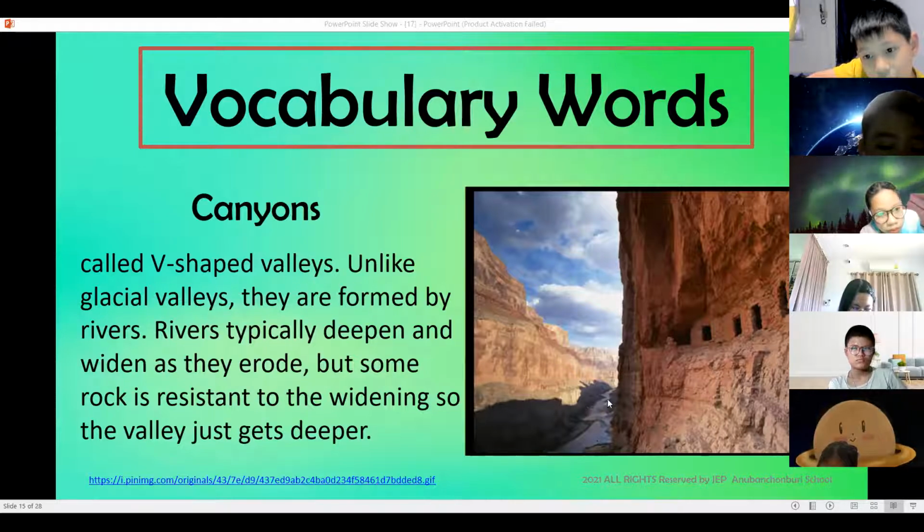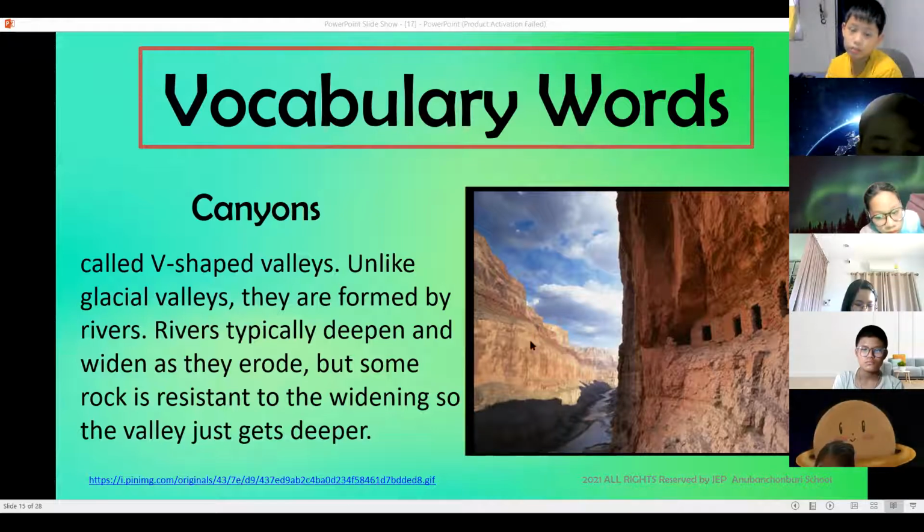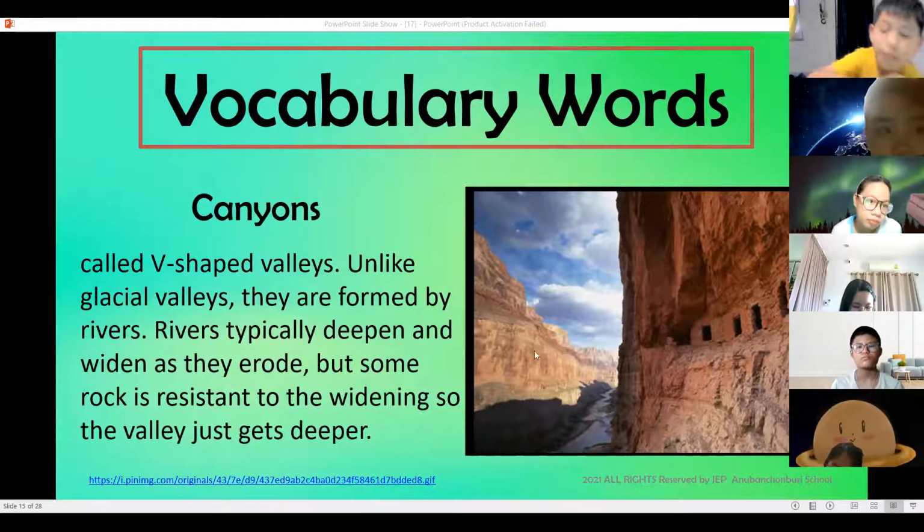Grand Canyon, we have one, but in other places in America, there are a lot of canyons, and people love to go there to have some outdoor activities like climbing or trekking on these canyons.